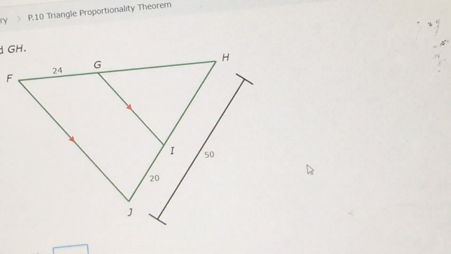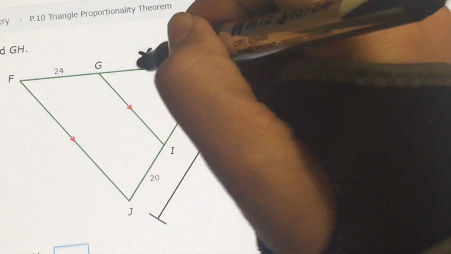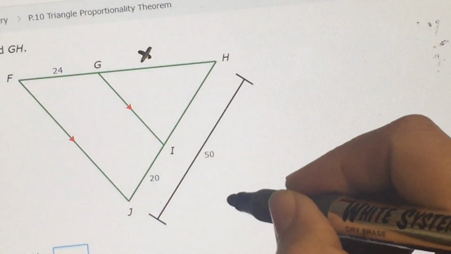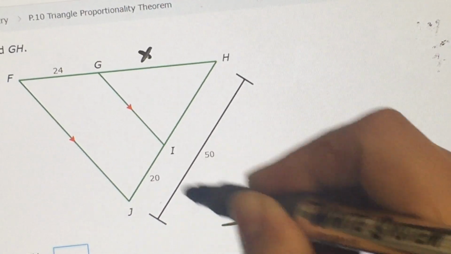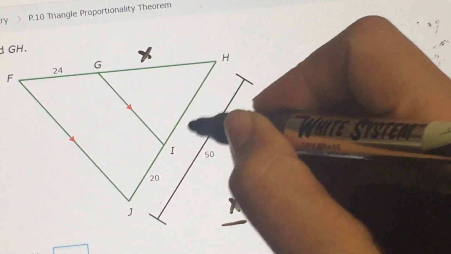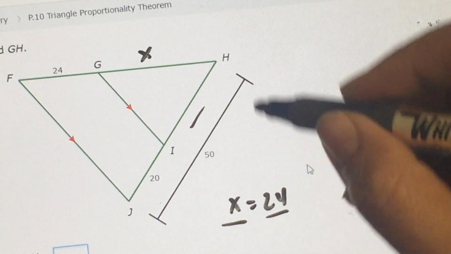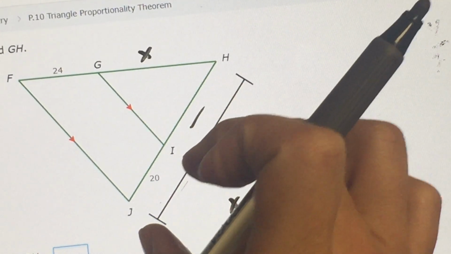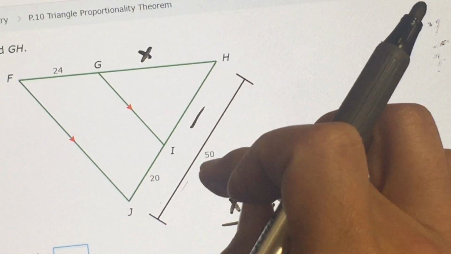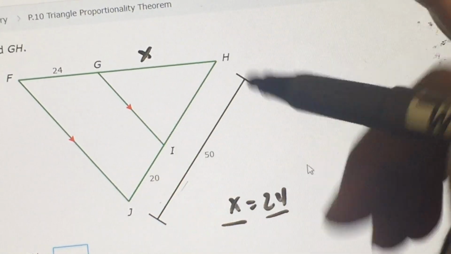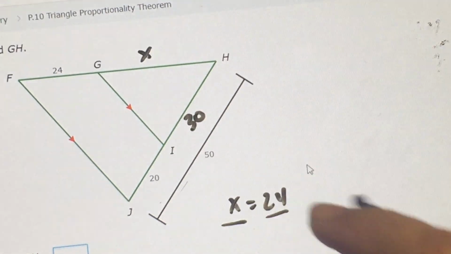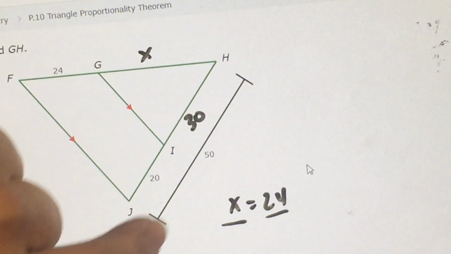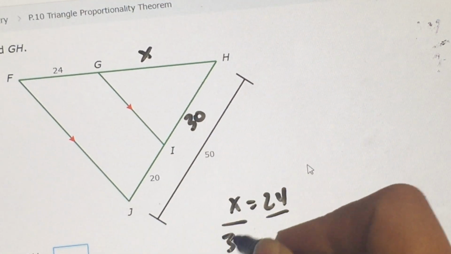Okay, so again, because they're parallel, I'm looking for GH. So x goes with 24. Then I need this part. How do I find this over here? Because this goes with this, right? If they tell me the whole thing is 50, and this is 20, how do I find this missing piece? Well, if I say 50 minus 20, I will get that missing piece, which is 30, because 20 plus 30 is the whole thing, which is 50. So then x goes with 24, 30 goes with 20.